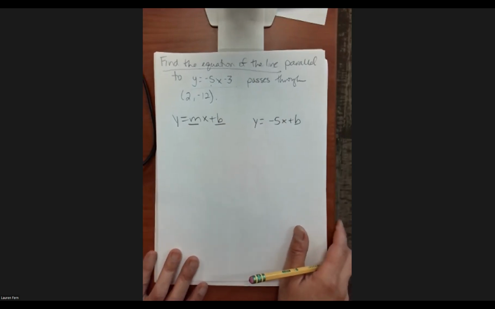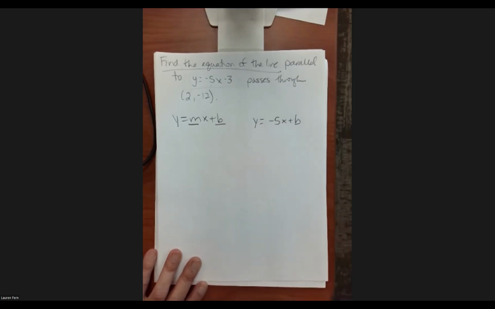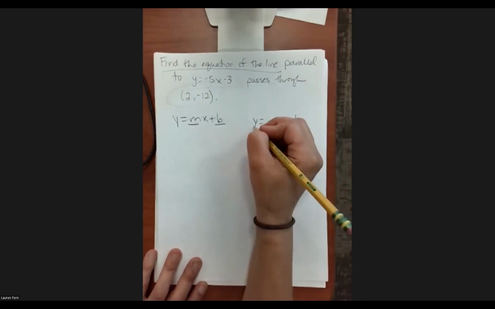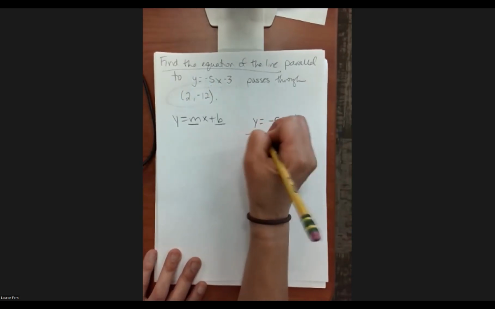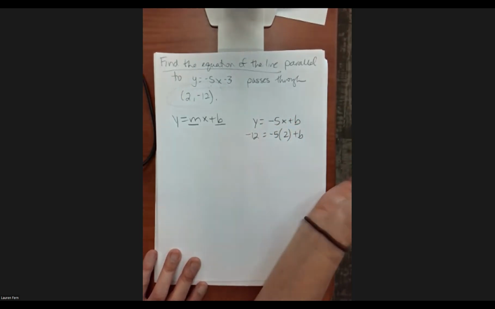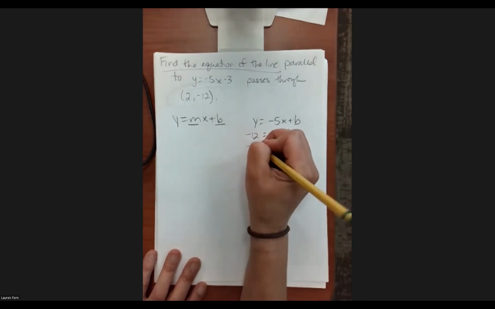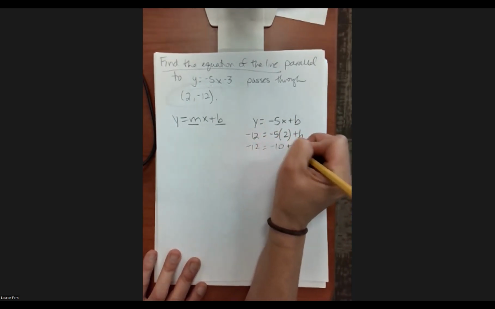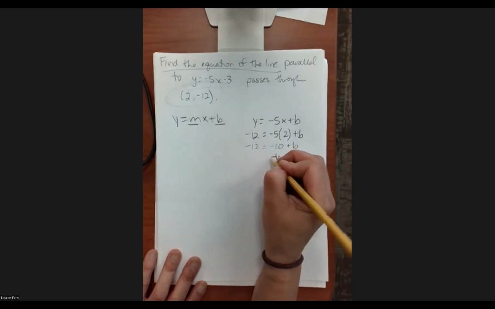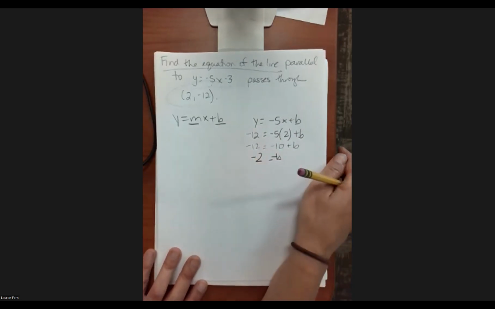Can I find b? What would I do? Yep, we're given an ordered pair this goes through, so it's certainly going to satisfy the fact that when x is 2, y is -12. What is my b value here? Isn't it -2?